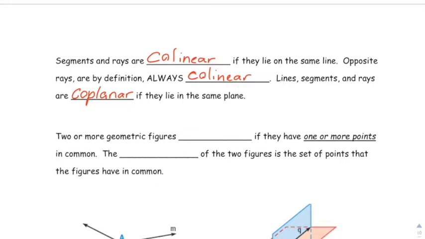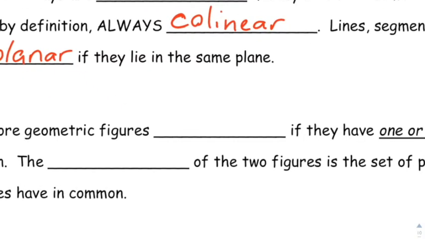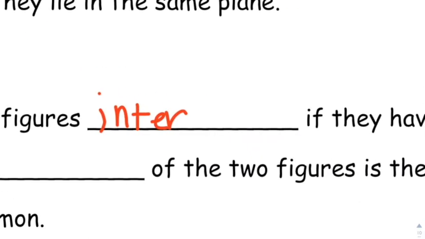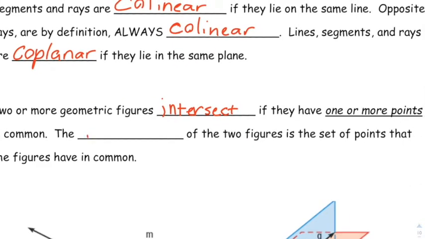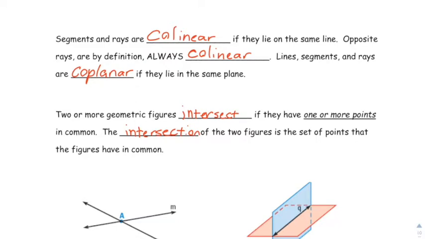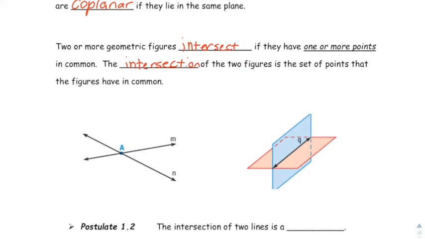Two or more geometric figures intersect if they have one or more points in common. So this is the fancy definition for intersection. And actually, I think with the grammar, that's "intersect." Yeah, they intersect. The intersection of the two figures is the set of points that the figures have in common.